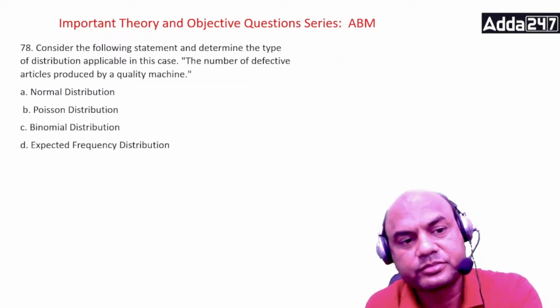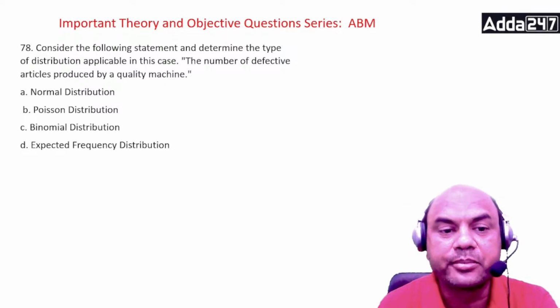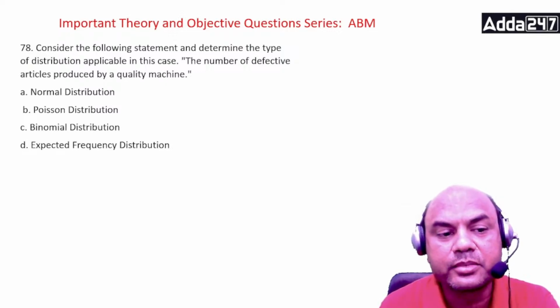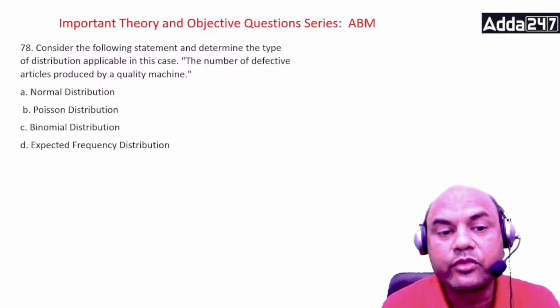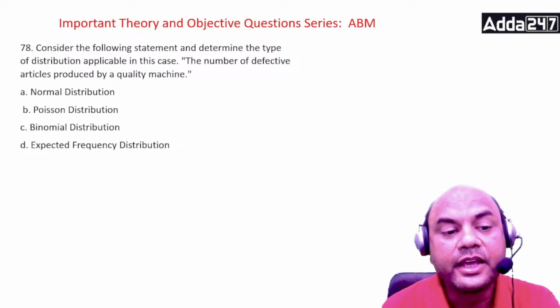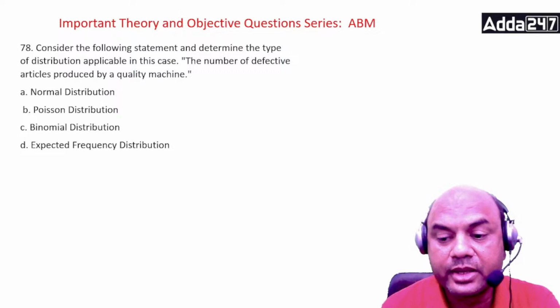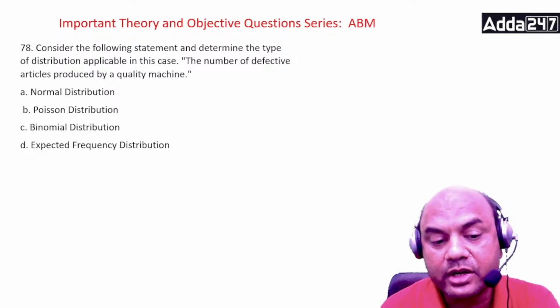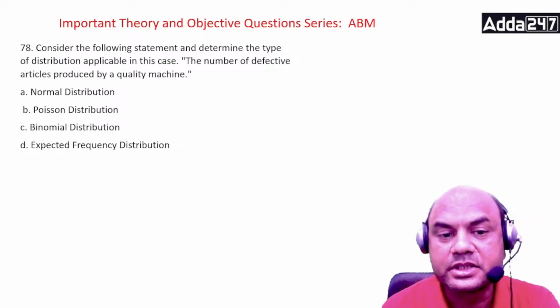Got it? Consider the following statement and determine the type of the distribution applicable in the case. The number of defective articles produced by a quality machine. So which type of distribution will be applicable over here? Normal distribution, Poisson distribution, binomial distribution, expected frequency distribution. Which one will be applied over here? Number of defective parts produced by a quality machine.